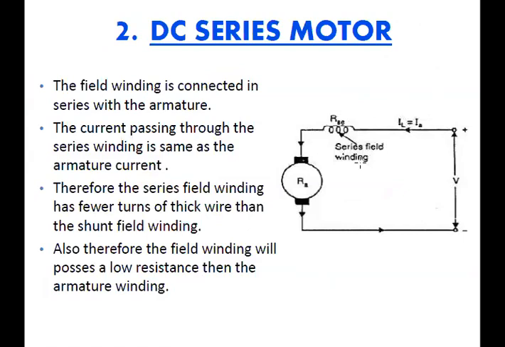The field winding is connected in series with the armature, and the current passing through the series winding is the same as the armature current. Therefore the series field winding has fewer turns of thicker wire than a shunt field winding, and it possesses a very low resistance compared to the armature winding. In the DC shunt motor it possesses very high resistance, but in the DC series motor it possesses very low resistance because it has to pass the current.